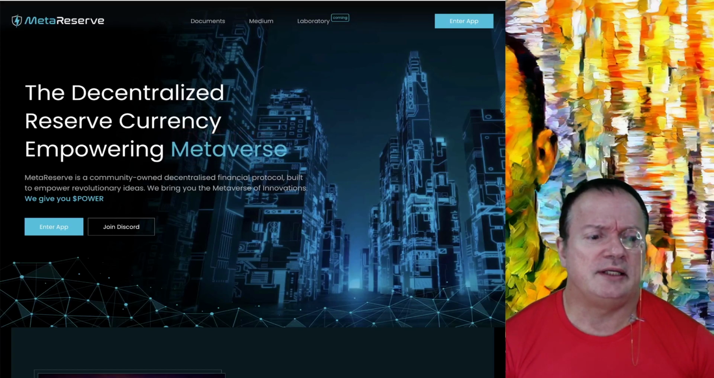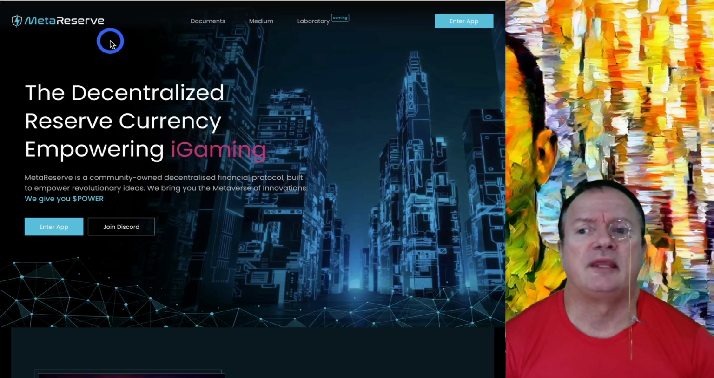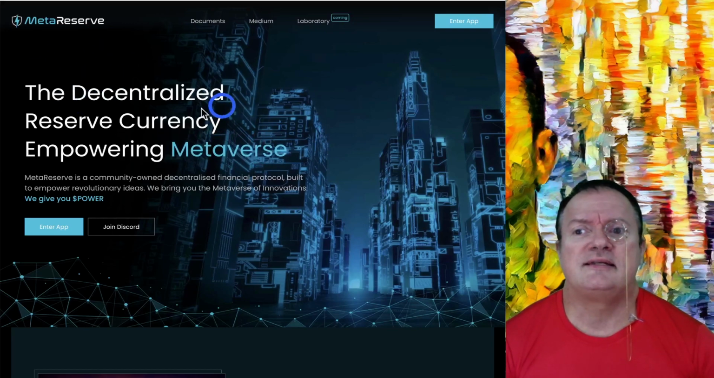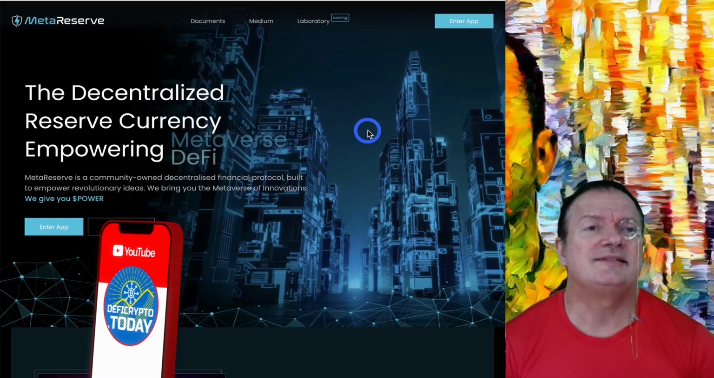Our topic today is MetaReserve, the decentralized reserve currency, or the Olympus fork, on Binance Smart Chain.